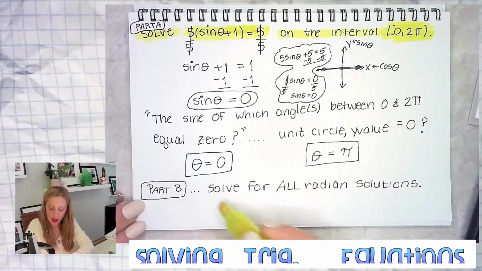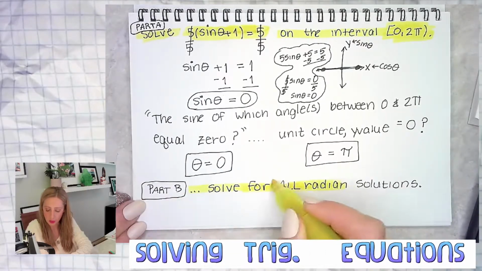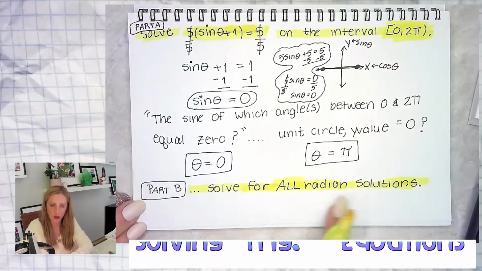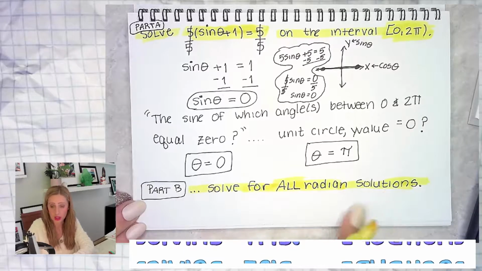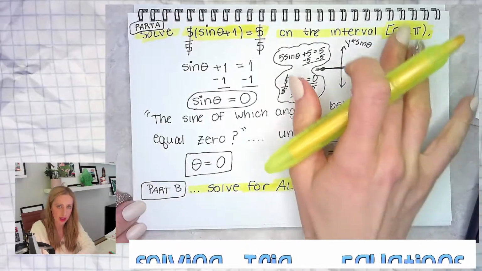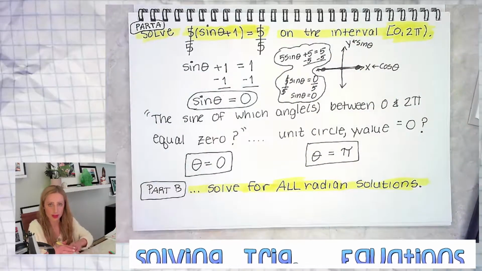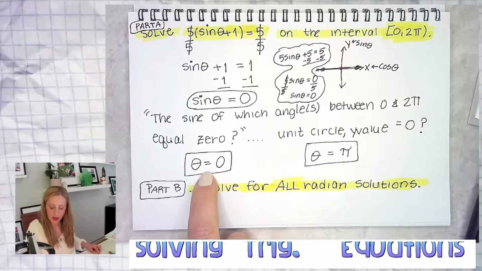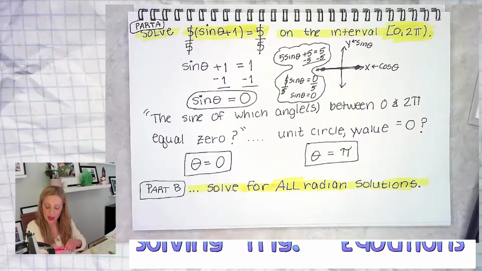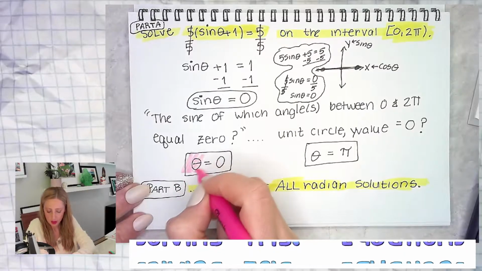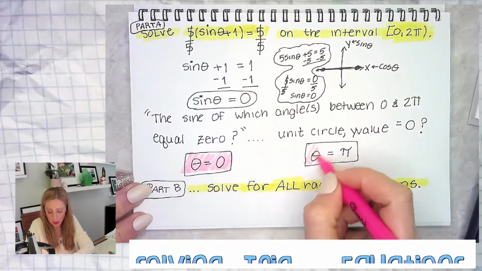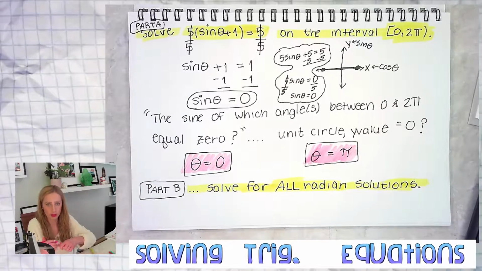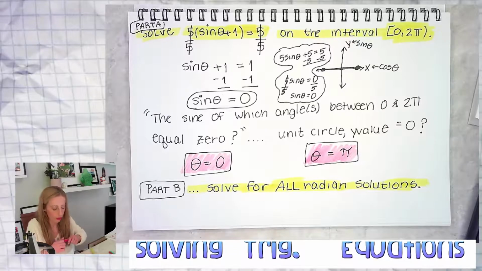In part B, we want to solve that same thing, but we want to solve for all radian solutions. So this is more of an infinite number of solutions. And up here, this was finite. We had a countable list of solutions. We had two answers. We had theta equals 0, and we had theta equals pi. To do part B, to get all the infinite solutions, you have to know how to do part A. Okay, sequential, it builds on itself.